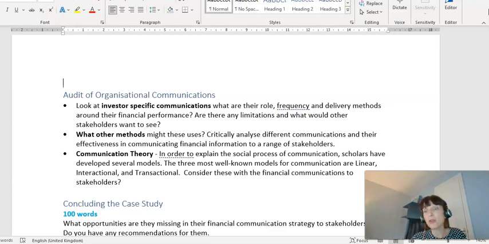And then transactional, that might be sufficient for investors. So I'd have a look at these. But again, don't be descriptive on them. If you're going to look at them, maybe look at how they fit with the communications that you've already seen. So what your organisation's doing, how does that fit a particular model? And then you could apply it.